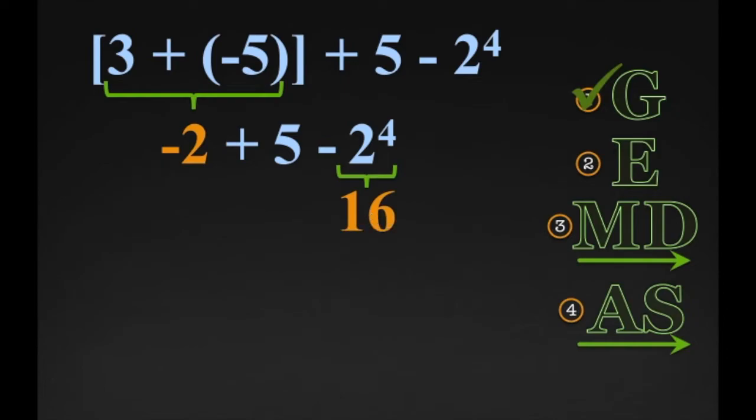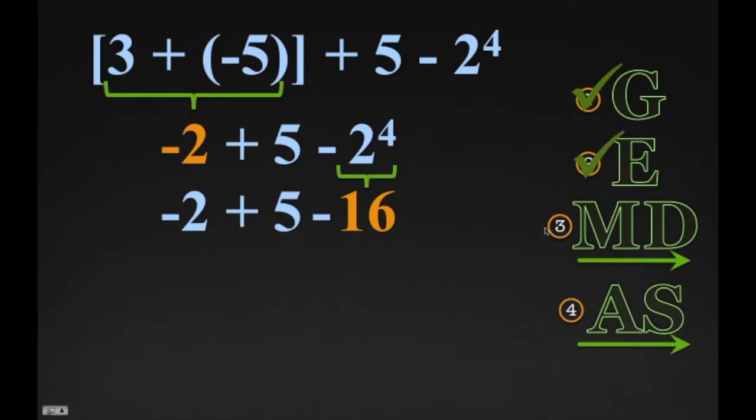And then since I calculated something, I like to bring the rest of the stuff down. We didn't use the negative 2 yet, so we'll bring that down, or the plus symbol, or the 5, or the minus symbol. And this is our new expression. Are there any more exponents? No. So we're done with step 2.